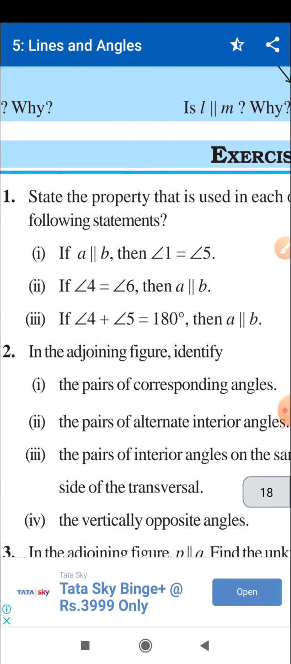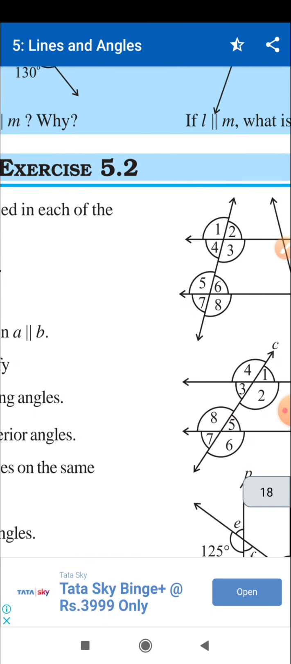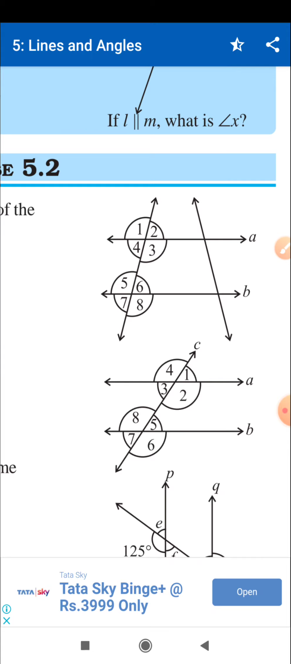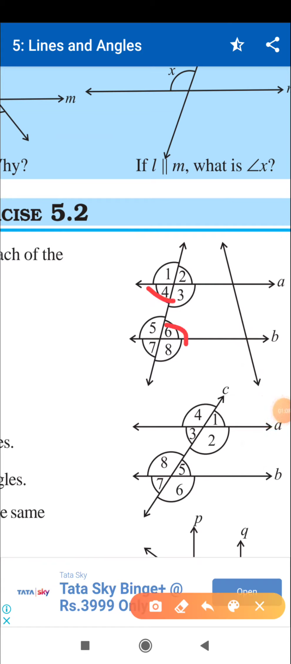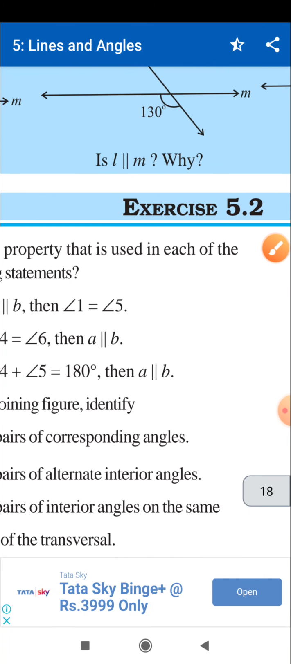The second part is: if angle 4 is equal to angle 6, then A is parallel to B. First, we see angle 4 and angle 6. Angle 4 and angle 6 make a pair of alternate interior angles, and if a pair of alternate interior angles are equal, then the lines are said to be parallel. So the property used in this statement is: since the pair of alternate interior angles are equal, our lines are parallel. Move to our next statement.